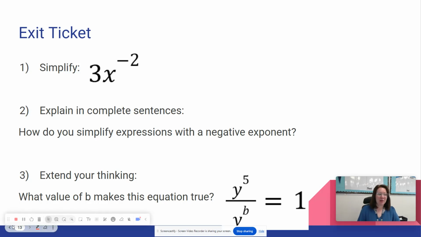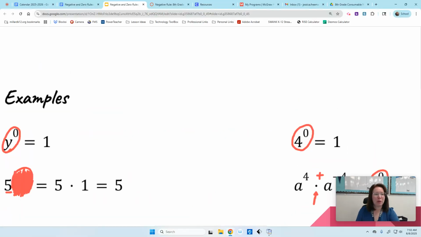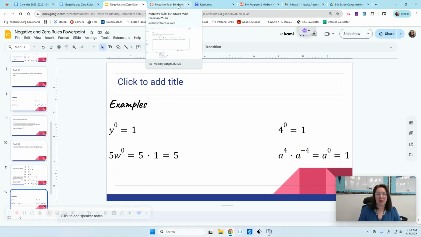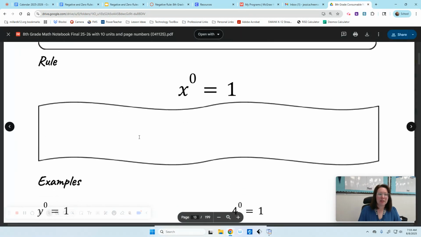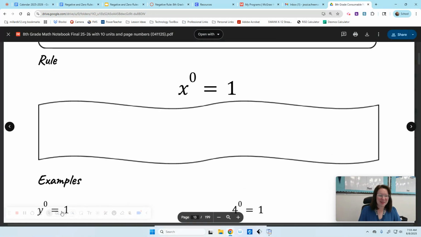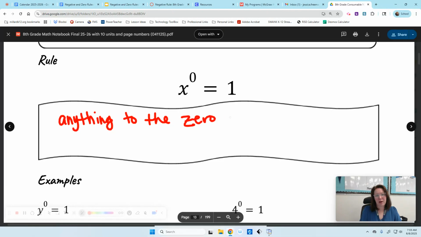Okay, and let's just go look really fast at the notebook for that 0 rule. And here in the notebook, we got a nice little squiggly thing, and we're going to write anything to the 0 power equals 1. Anything to the 0 power equals 1. There we go.